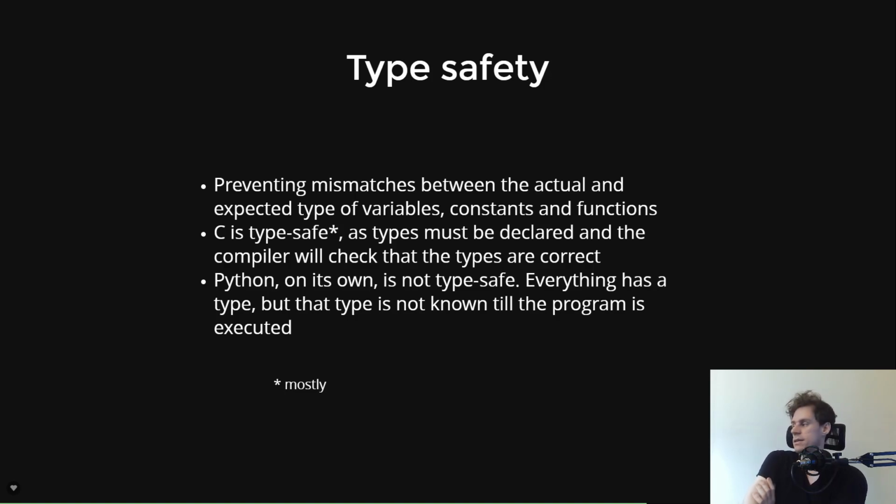Type safety is a massive, massive topic in itself. Type safety is preventing a mismatch between the actual and expected types of variables, constants, and functions. Why do you think in C that you use ints and doubles and whatnot? Yes, the computer needs to know what you're passing it because it's got to allocate memory, right? Because ints are different size to doubles and different size to chars.